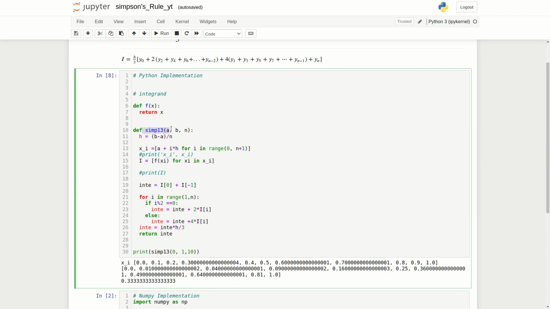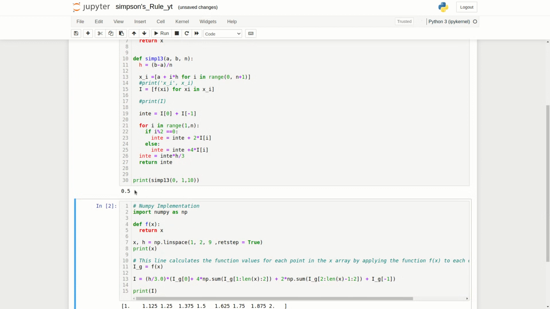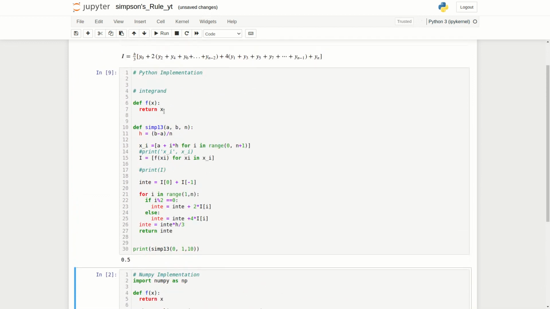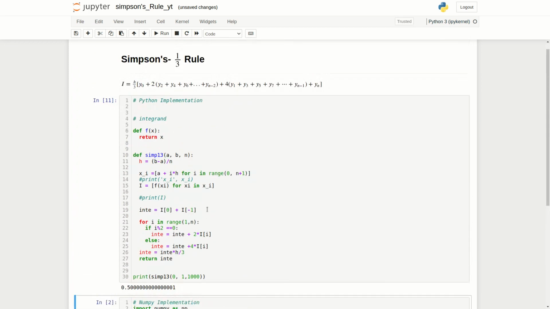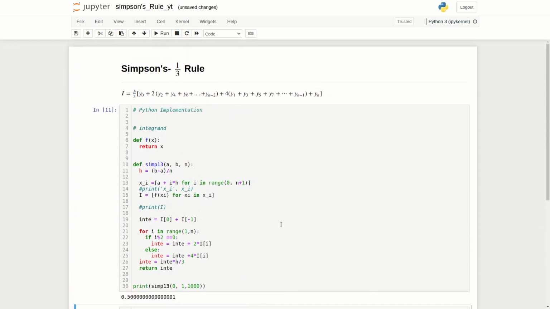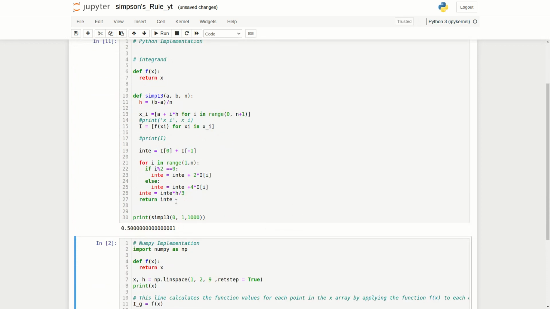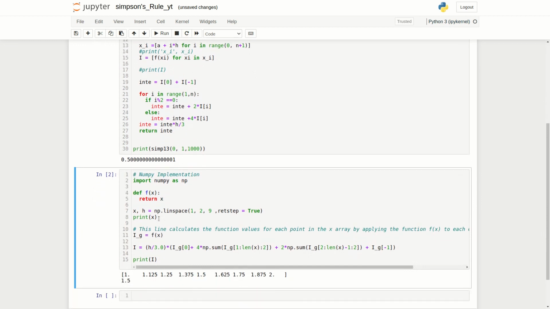Now if I call simp13 with a and b, say 0 as one limit, the other limit 1, and 10, it must be even. The number of points will be one more, but the number of divisions will be 10, which is even. So now we call this, and the integration is 0.5 because it's x square by 2, from 0 to 1, that means 0.5. I hope you understand. You can increase the number of points also, and many more things you can do, and it is very much useful in science and engineering. But it's many more lines, and it is an elaborate implementation. But now I discuss the Numpy implementation.